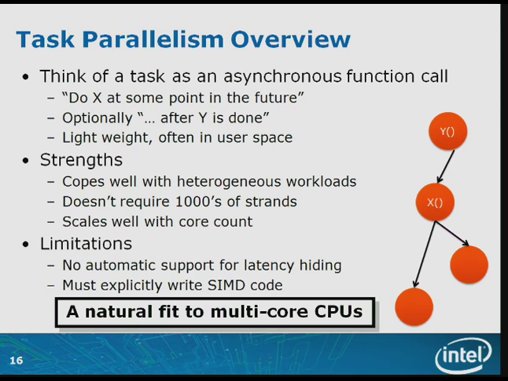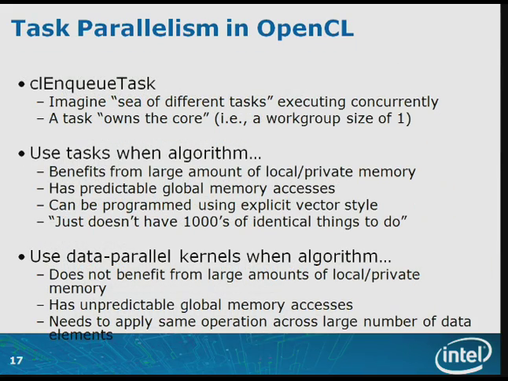But the reality is, in the real world, you don't always have thousands of things to do. Sometimes you have just a modest number. So this is where the tasks are going to become very important. On a CPU, where you have a modest number of cores, it's actually a very natural fit. So there's an in-queue task capability, which would just allow you to set up your queues and then just throw out a sea of different tasks to execute concurrently. It's actually a very effective programming model.